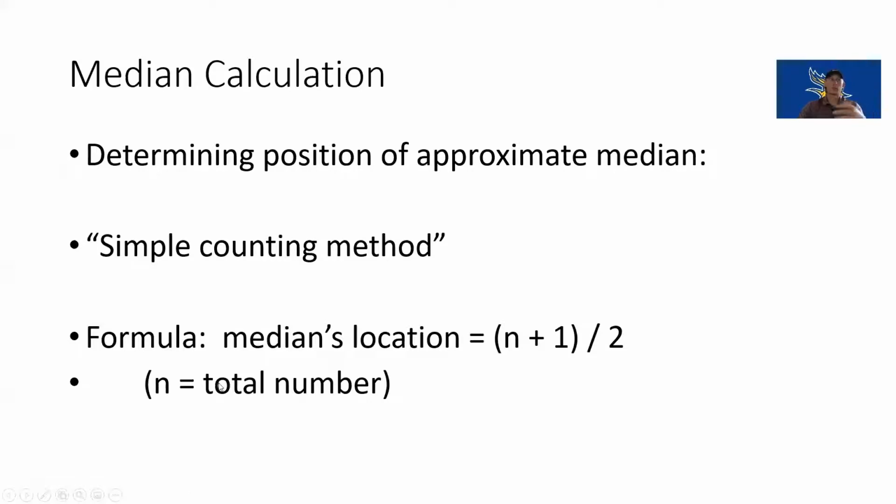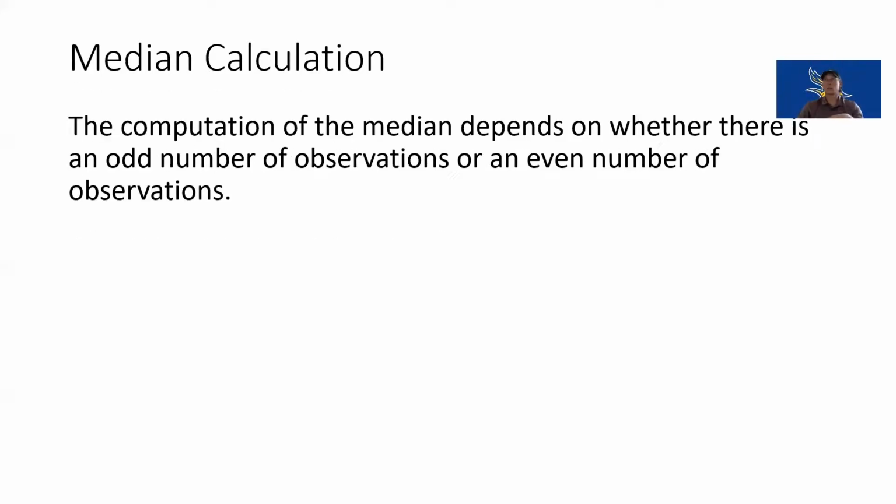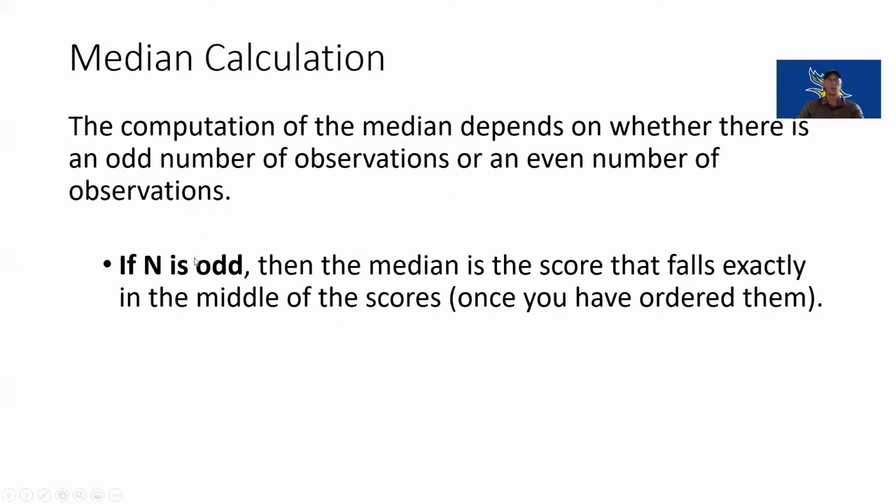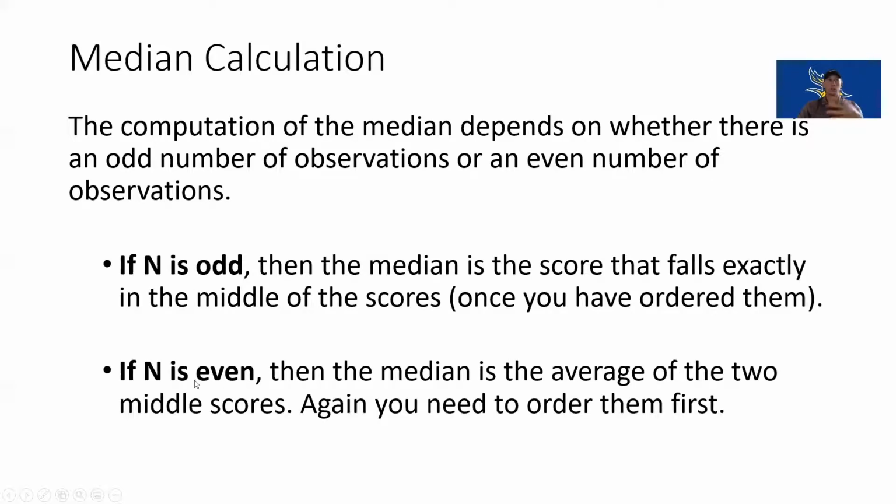But if you want to find its location a little easier, take our n, or our number of values, plus 1. So if n is 6, plus 1 would be 7, divided by 2 would give us 3.5. So at 3 and 4, halfway between those, the average of those two, just like we did before, would be our median. So to find it, we need to look at how many numbers we have. If it's odd, we have an exact value. If it's even, we have the average of the two middle scores.